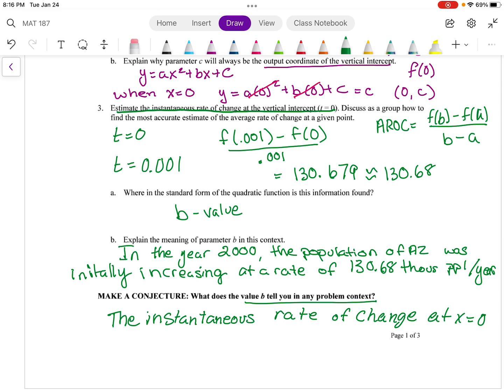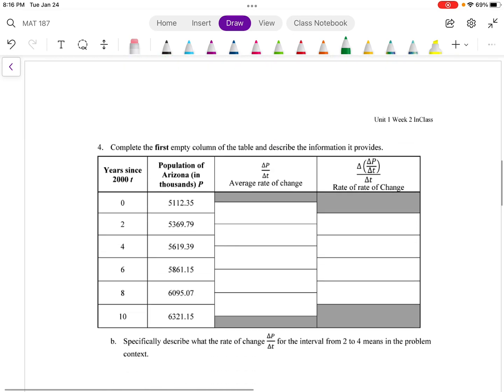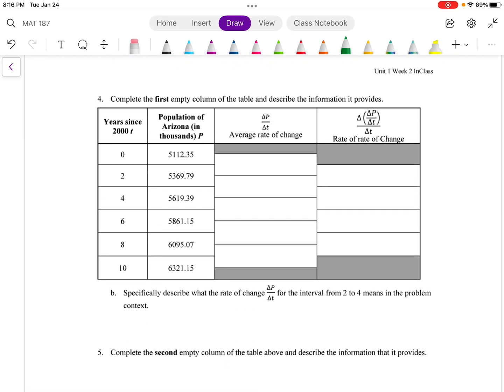All right, so we've gone through and looked at C and we've looked at B. So now we want to take a closer look at that A value. And A tends to be the hardest one to reach a conclusion of. But it's going to go back to sort of how the rates of change are changing. So the first thing that you're going to do is find the average rate of change between each of these points.